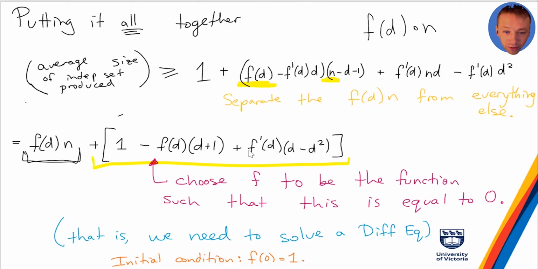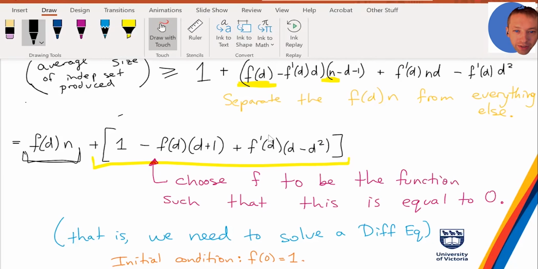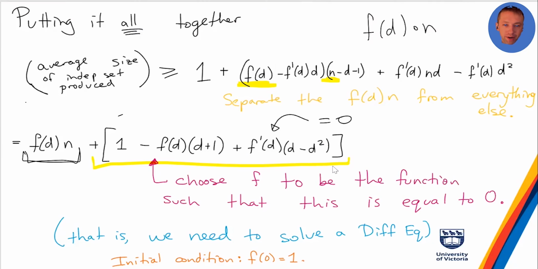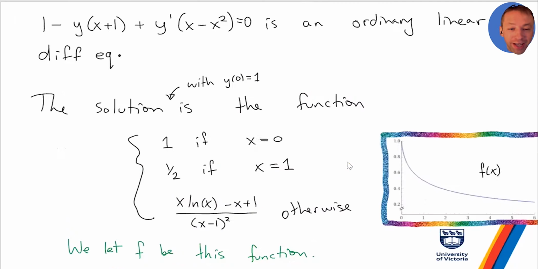So this is just a first order differential equation. If I write this thing equals zero, that's just a first order differential equation. I don't know how to solve it, but I don't do differential equations. It's probably not a hard one to solve. I just ask the computer to do it or ask somebody else what the answer is. But the answer turns out to be like this.